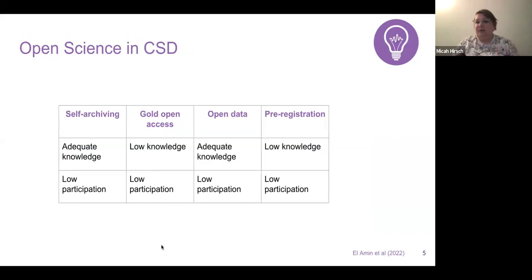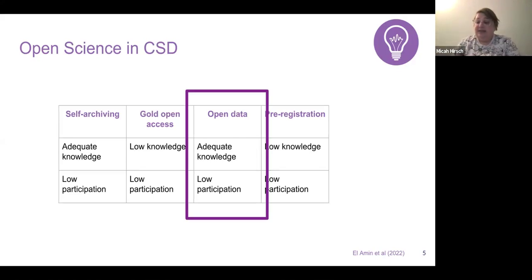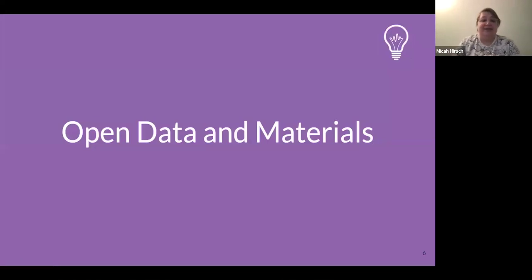So how does the use of open science look in the field of CSDisseminate? Actually, a few colleagues from CSDisseminate have recently, within the past couple of years, published a paper on this, where they surveyed researchers in the communication science and disorders field about their knowledge and participation in select open science practices, including the four that I just went over. When we look at all of them, but especially open data, we see that the participants in the study largely reported some knowledge of what open data, like data sharing, is. However, they also reported low participation, not really engaging in this practice a lot. So the purpose of our presentation today is to hopefully give you all the tools and resources to be able to start engaging in this open science practice. So we'll get into open data and materials.